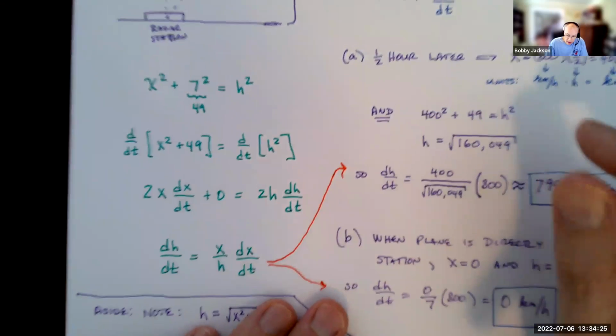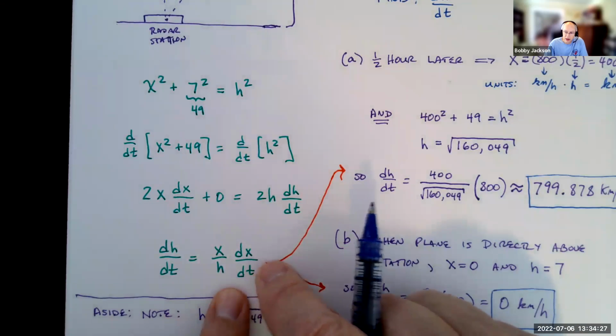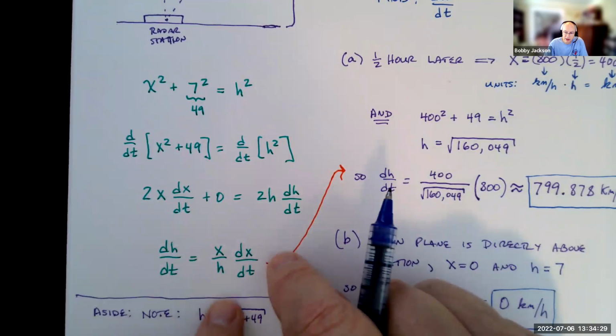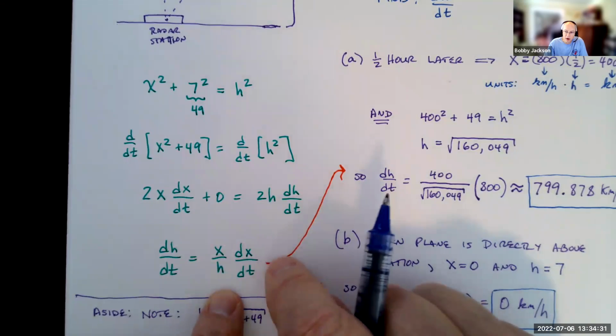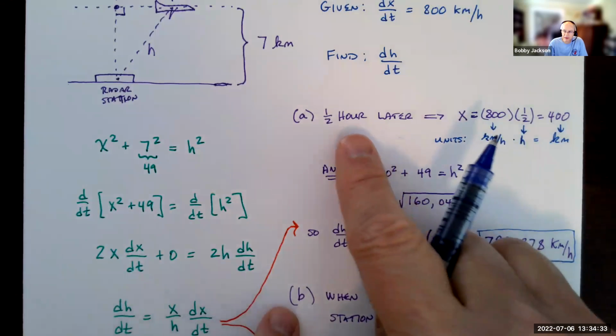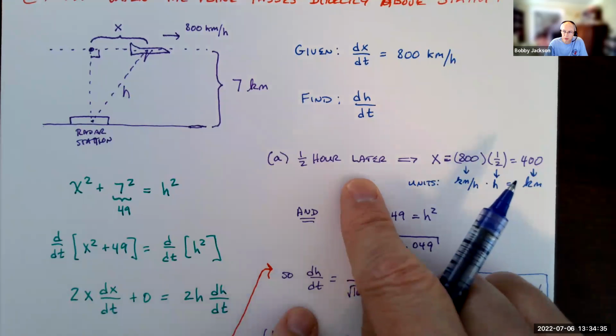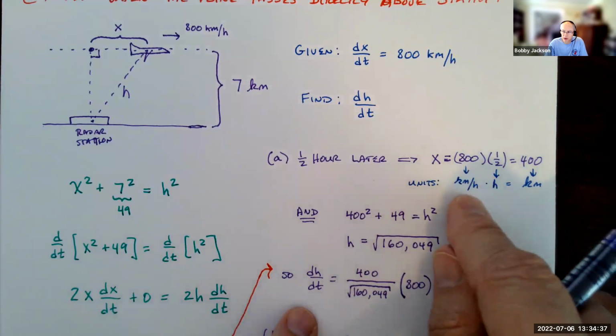Okay. Now there's our formula, and now we can plug in, right? This is the rate of change, and we want to find it at particular instances. Half an hour later, what do we know? Well, the plane is flying at 800 kilometers per hour.